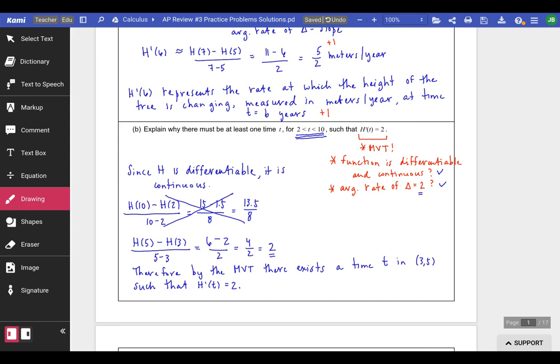So this one was a little bit unique in that we had to actually find an interval that would serve our purpose of giving us an average rate of change equal to that instantaneous rate of change. So for scoring here, they gave 1 point for identifying the average rate of change over that interval, and then 1 point for your conclusion, which cites the mean value theorem.